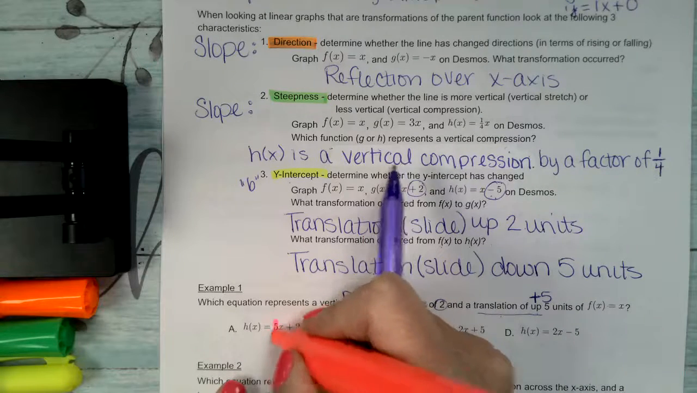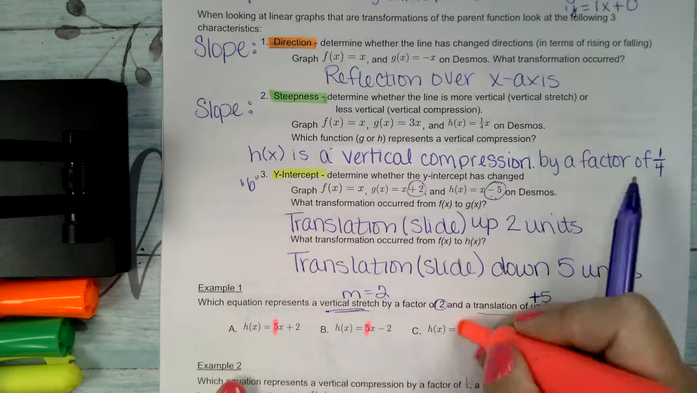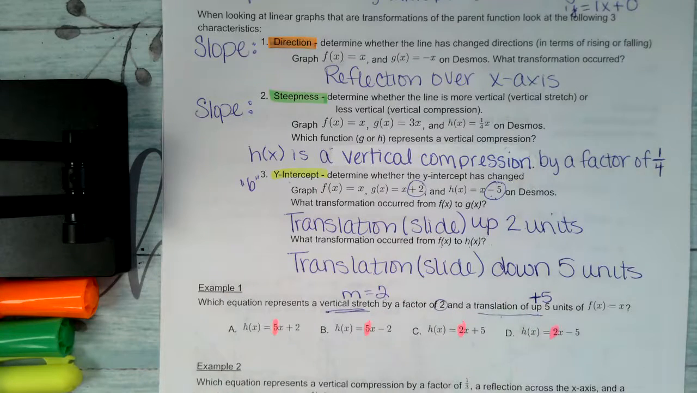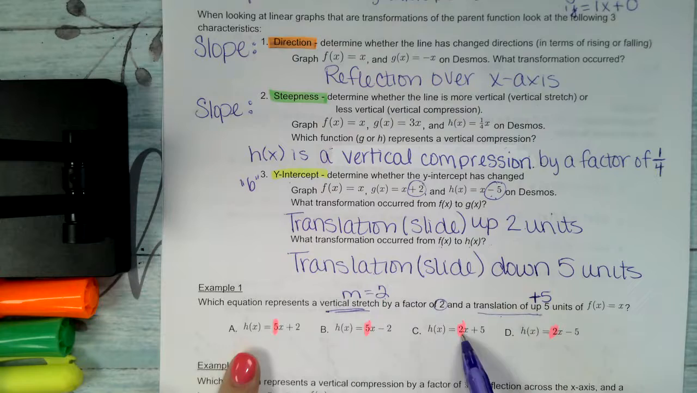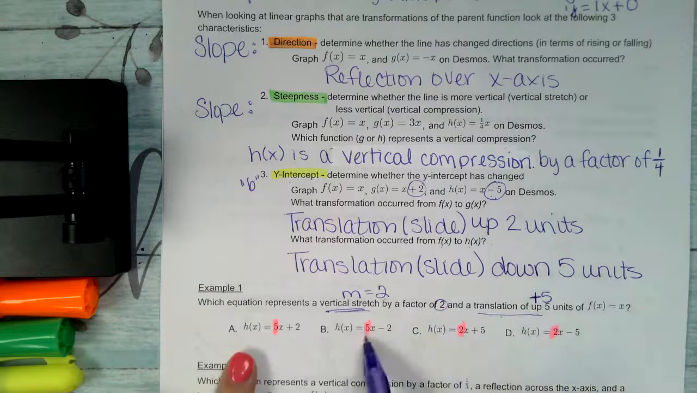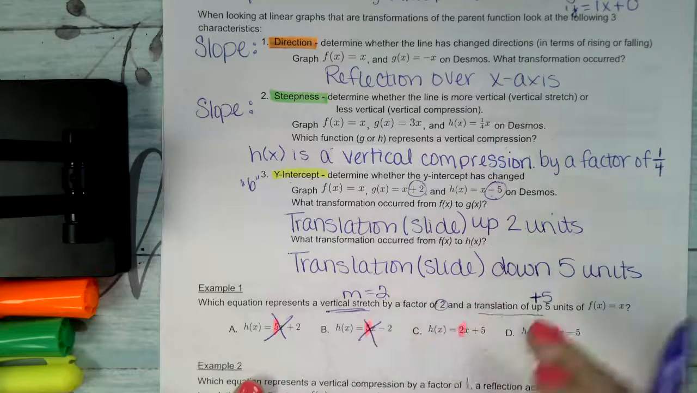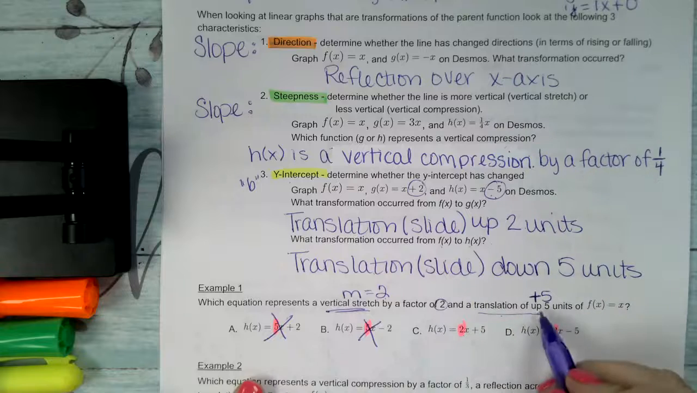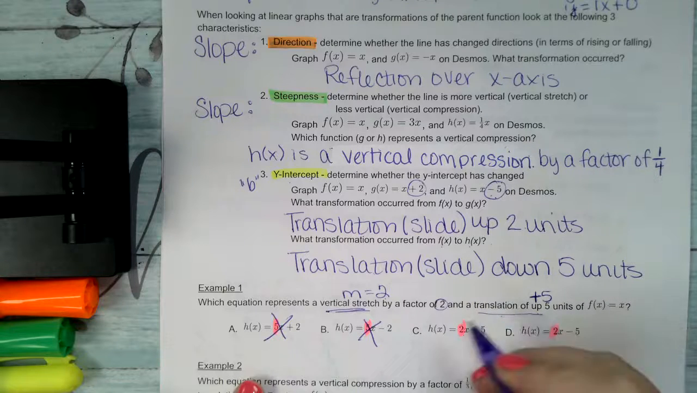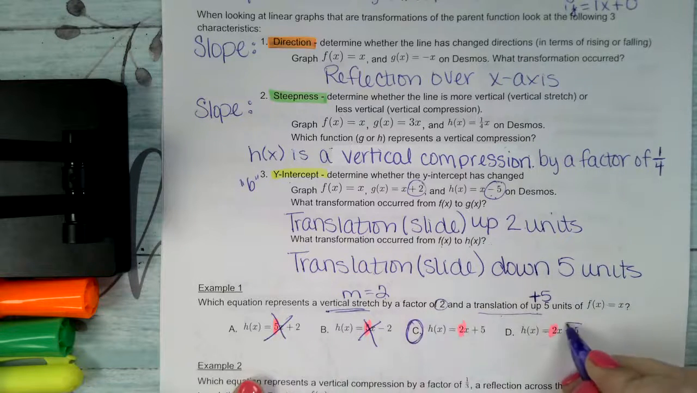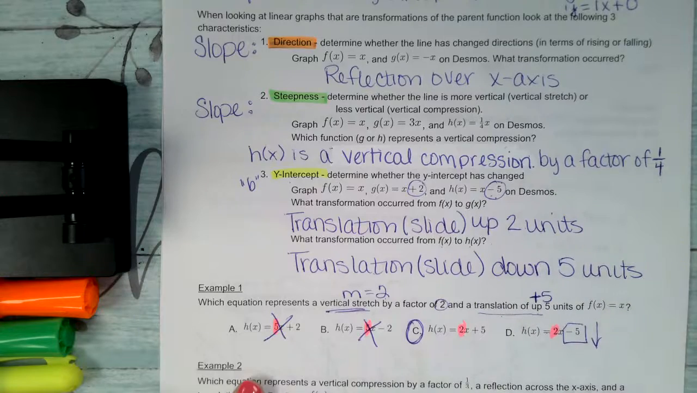So 2 times x. When I look at my slope on all of these, the slope here is 2, but these two are 5, so I know it can't be these two. Now I've got a 50-50 shot. If it's going up, it's adding 5, so it has to be C. This one would have moved down the graph.